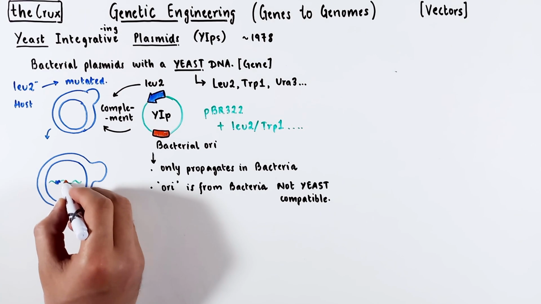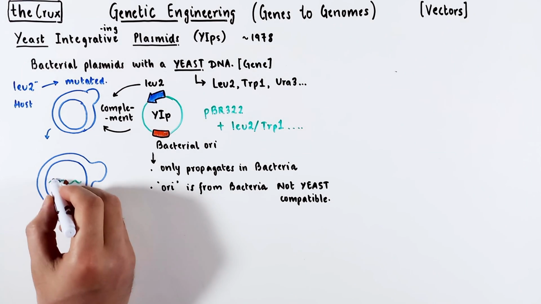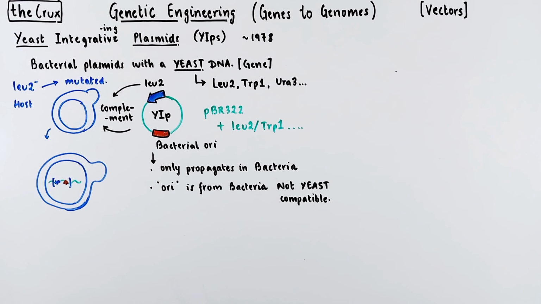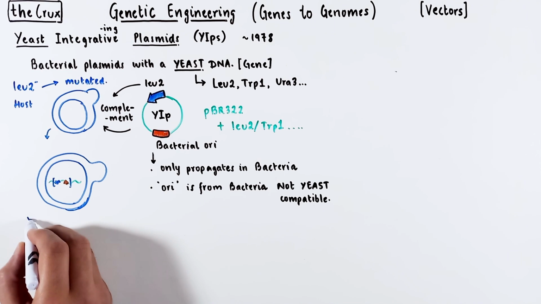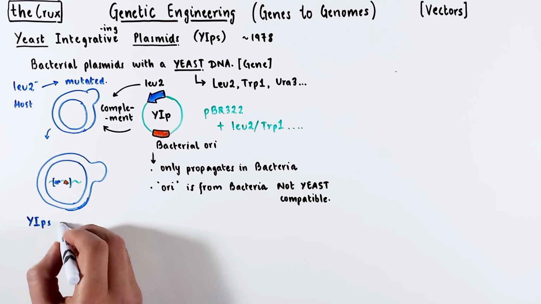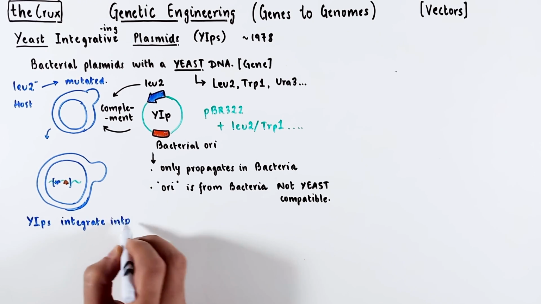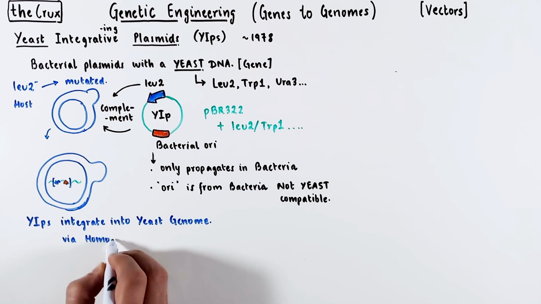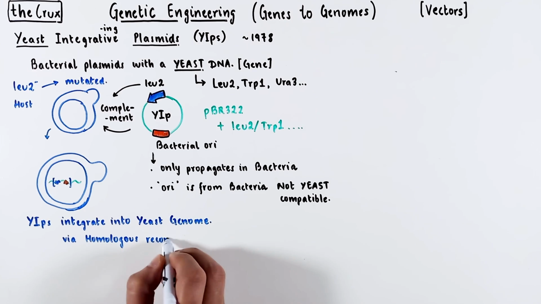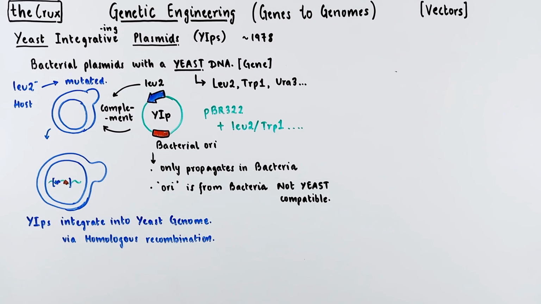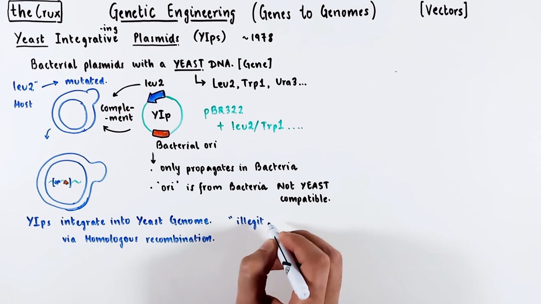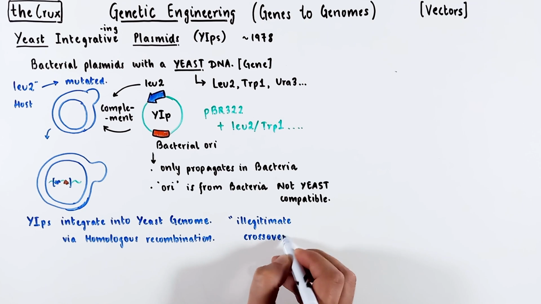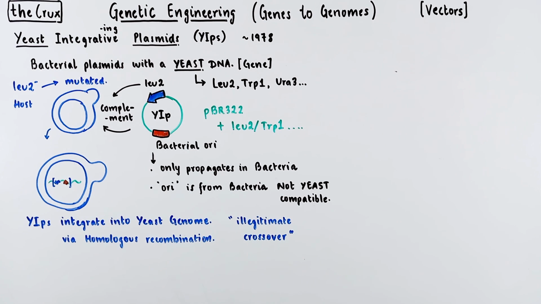However, scientists noticed something interesting. A small population of yeast unexpectedly survived, suggesting that the complementation was still somehow active. This is not because the plasmid is lost. Interestingly, at a very low frequency, the plasmid integrated into the yeast genome, hence the name yeast integrating plasmid. This occurs through homologous recombination, or in this case an illegitimate crossover event, which works identically to meiotic recombination.